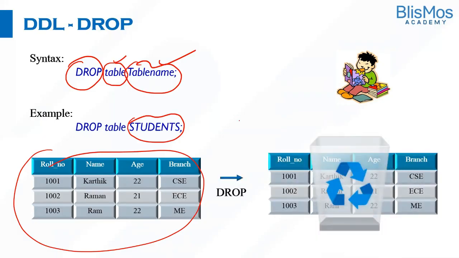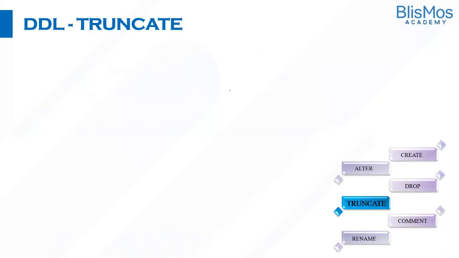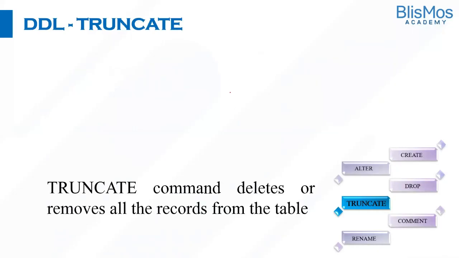Next, we'll understand what is truncate. What exactly is a truncate? Truncate command deletes or removes all the records from the table. Pay attention here. It deletes or removes all the records from the table. Then what exactly is the difference between delete and truncate, which is the most often asked question in most of the interviews? So let me iterate here.